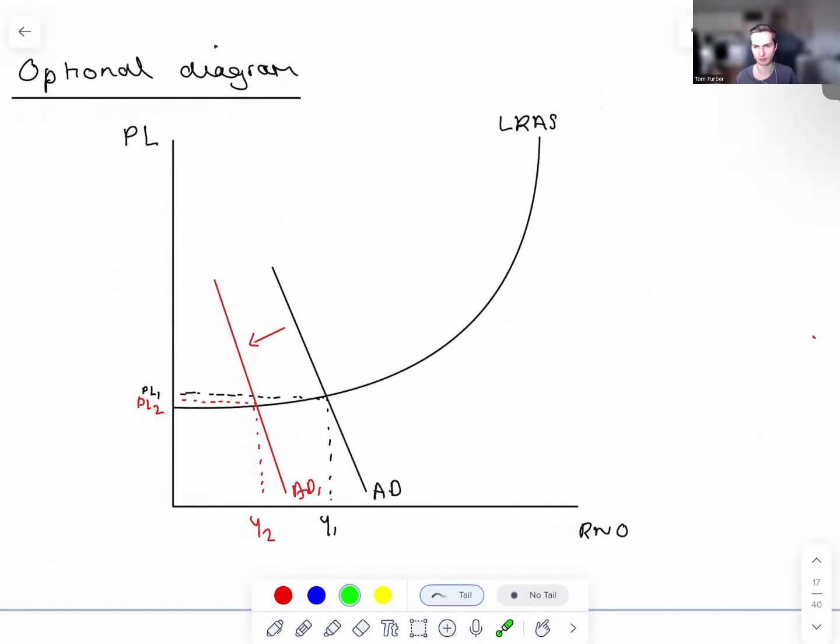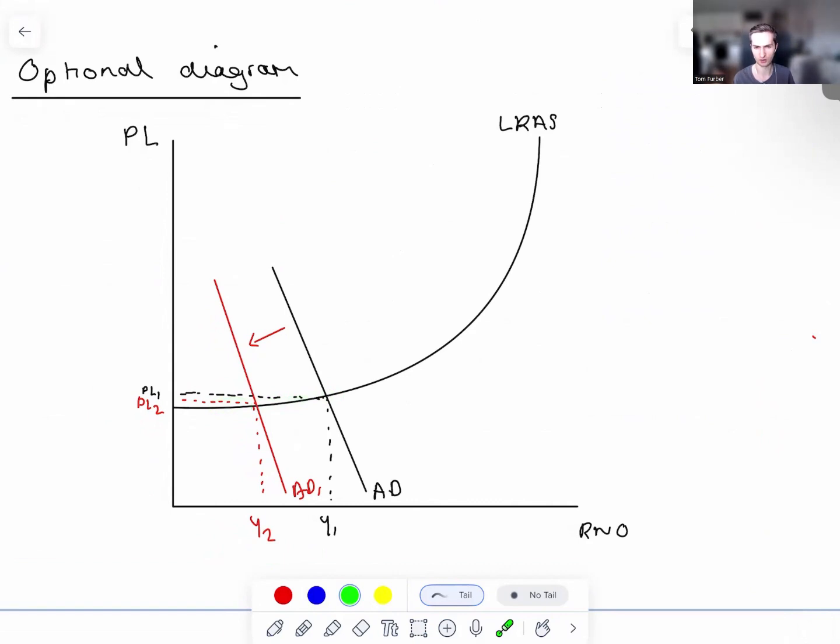This is an optional diagram, as you don't necessarily need a diagram for the evaluation point, but it helps you to understand the point. This is the diagram. Now, if you have an AD shift to the left, when you're on this low elastic part of the Keynesian LRAS, well, what happens? Well, real GDP falls quite significantly from Y1 to Y2, but the price level barely moves.